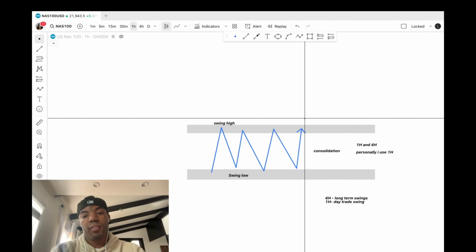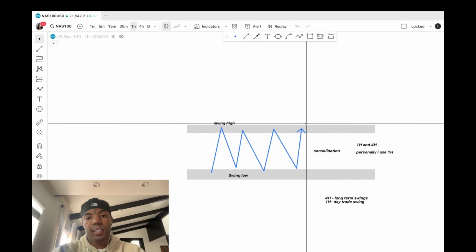We'll get more into time frames later down the line because they play a big part in ICC, especially that correction phase, correction going into the continuation phase, which is the next video. Time frames play a big part in that correction going into continuation.